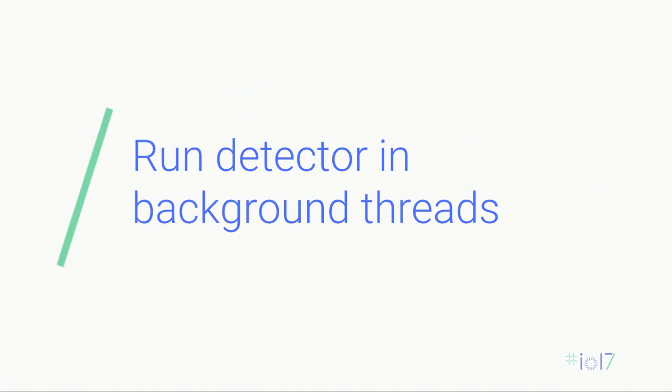Now that you know how to use the API, here are some tips about how to make the best use of the API. The first tip we have is to always run the detector in background threads. This is because the latency of these 3 APIs is higher than 16 milliseconds. So if you put it in a UI thread, your UI will be laggy, and you will have a very bad user experience.